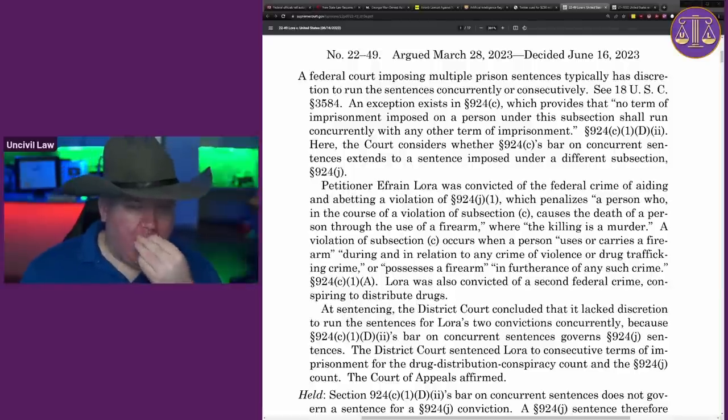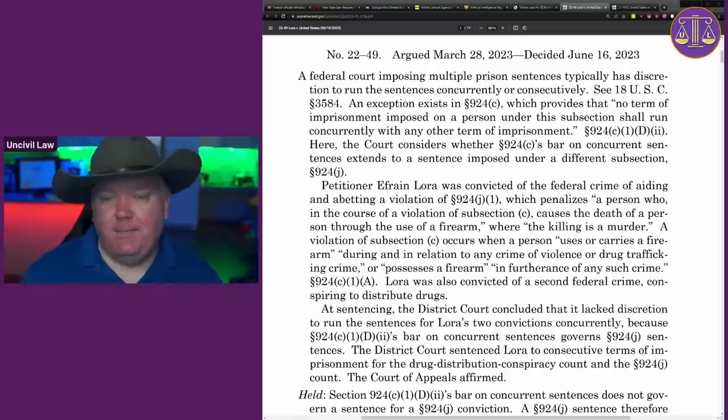But there is an exception in law, which provides in a particular instance that no term of imprisonment imposed on a person under the particular subsection shall run concurrently with any other term of imprisonment. So as to that particular sentence, the judge does not have discretion. That is to be served on top. So they can't run them together. They have to be run separately with respect to that particular charge. So the question here is where that bar on concurrent sentences extends to a sentence that's imposed under a different subsection. So you're being charged with a whole bunch of stuff. Does this language apply in a different context?